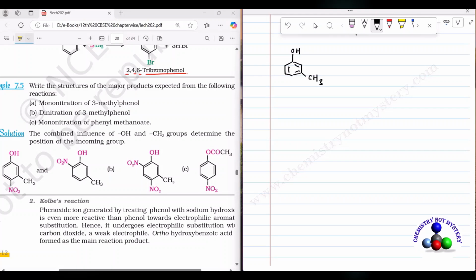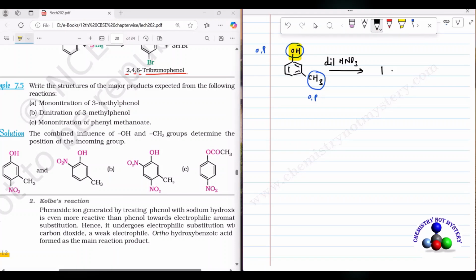When it undergoes mononitration, here it will require dilute HNO3. And you know OH group is activating group and this is ortho para directing group. CH3 is also an activating group and this is also ortho para directing group. So nitration will take place either at ortho and para position with respect to these groups. And as OH group is the strongly activating group, it will take the responsibility to direct the coming electrophile.